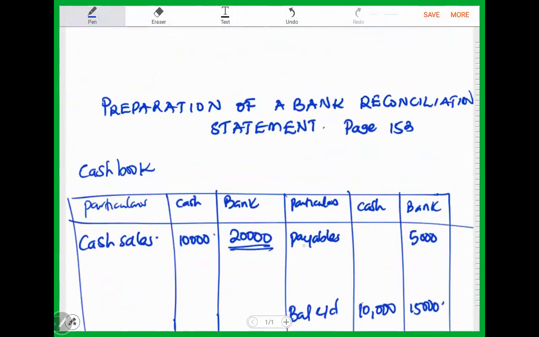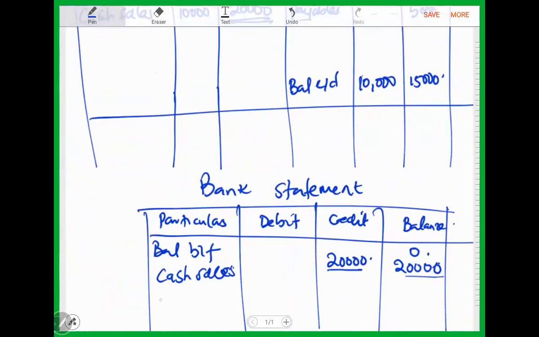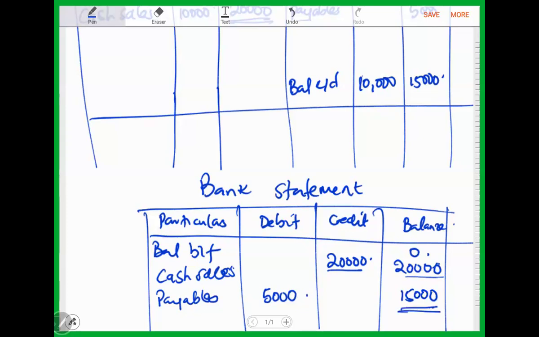On another day, we paid the payables 5,000 through the bank. So you come here and say payables. Once we pay, money is going off our account. Therefore, we have 5,000 here. Now, the 5,000 that we have paid off is a debit because money is going off our account. So once I record the 5,000 here, that is expected to reduce my balance to 15,000. Therefore, at the end, my balance is 15,000.